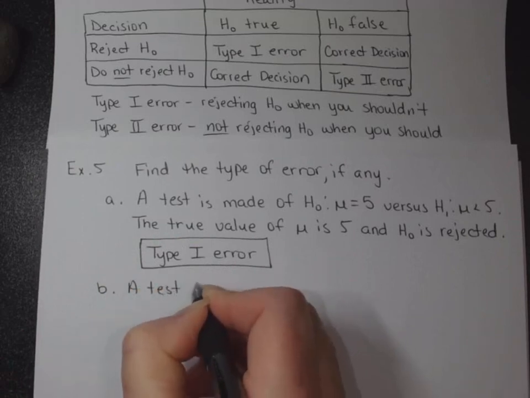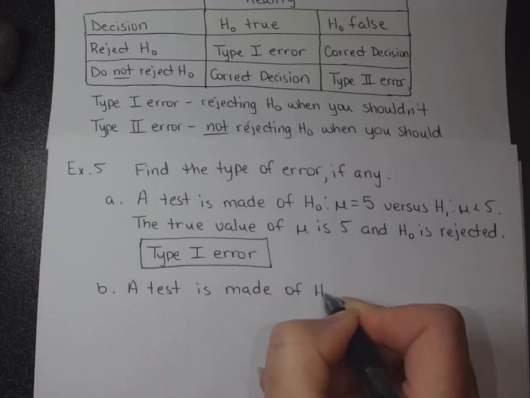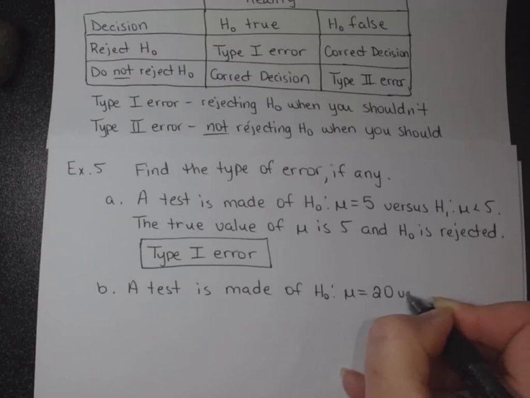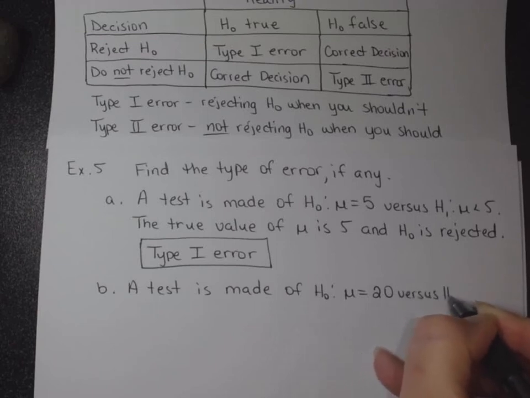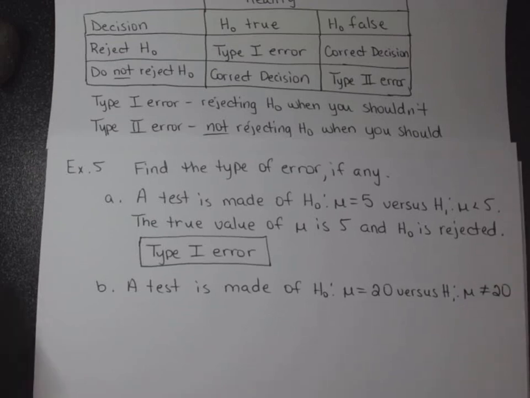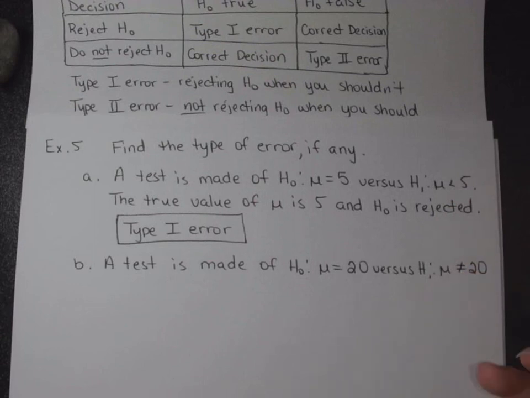Let's look at scenario B. A test is made of H sub 0 where mu is 20 versus mu is not 20. Okay. By the way, this was a left-tailed test. This is a two-tailed test, right?